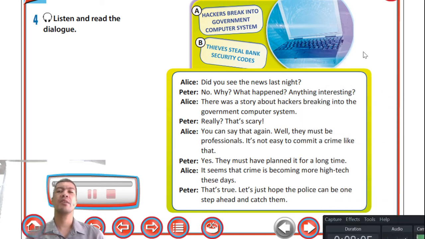Okay, here we have a reading passage. Listen and read the dialogue. Obviously, this is a dialogue because it is between two people. Who are the two people involved in our dialogue? That is Alice and Peter. All right, so I will play the audio and you can listen.